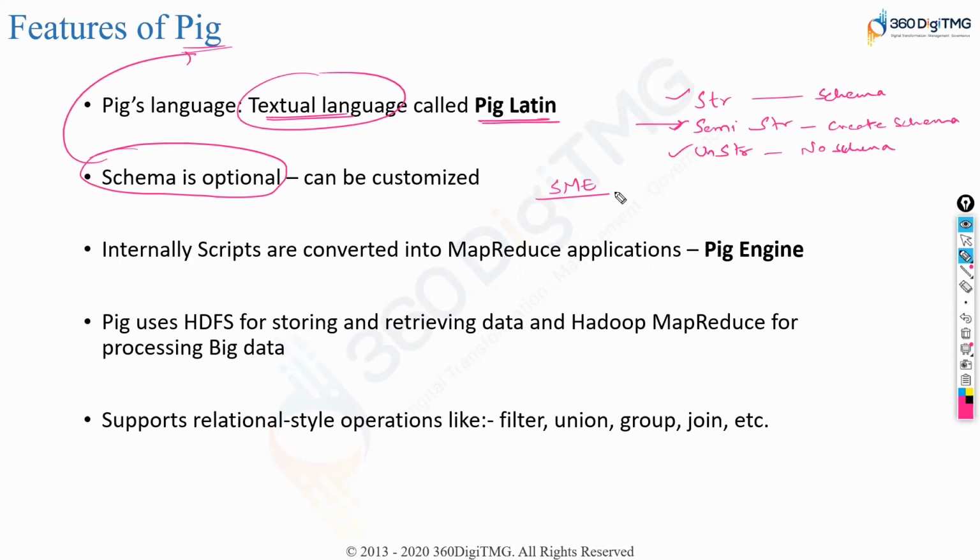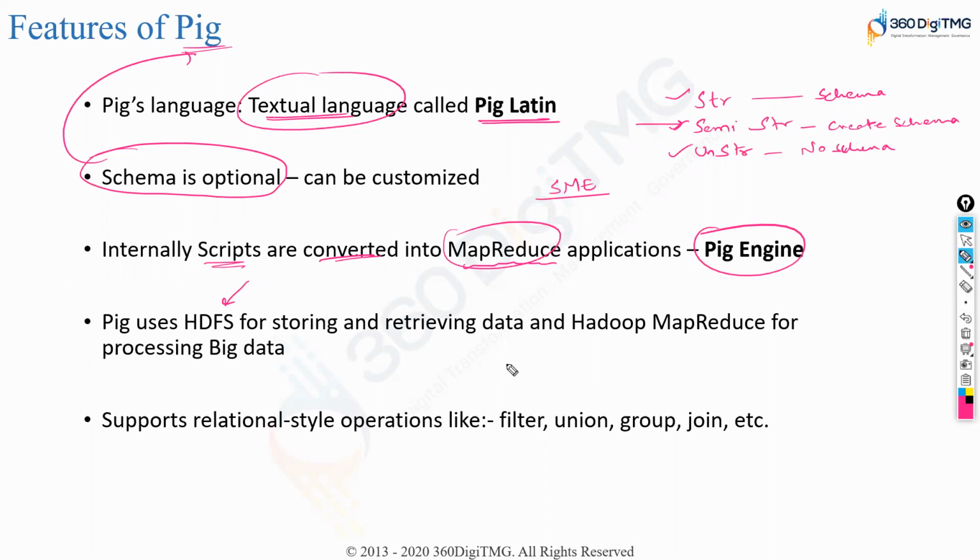Whatever scripts they write, at a high level it is basically a procedural language. These scripts get converted into map and reduce applications by your Pig engine automatically. The commands that you are writing get executed on the MapReduce framework. So the data is residing on HDFS. We say data is residing on HDFS.